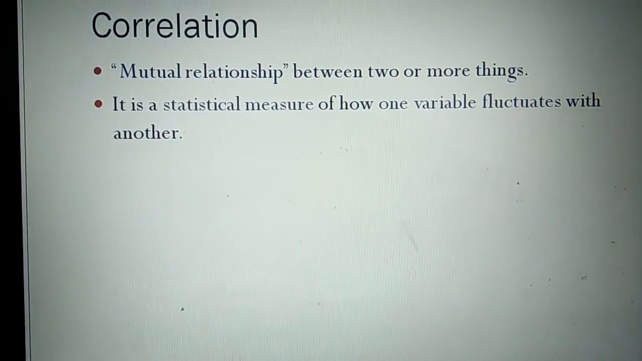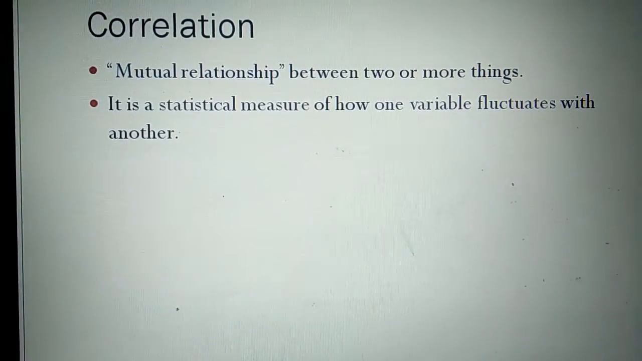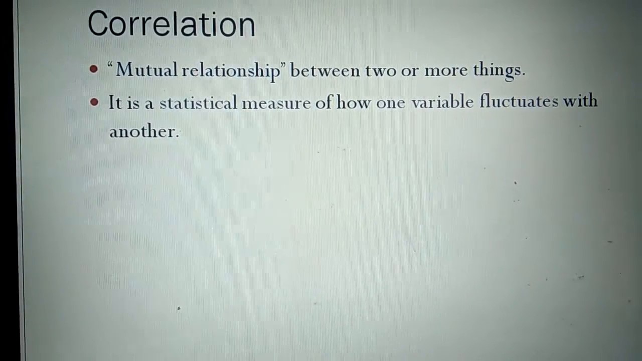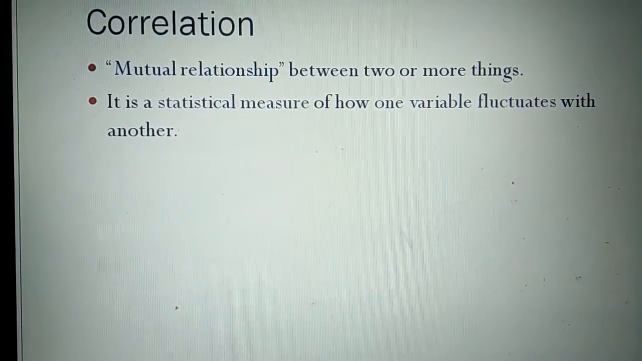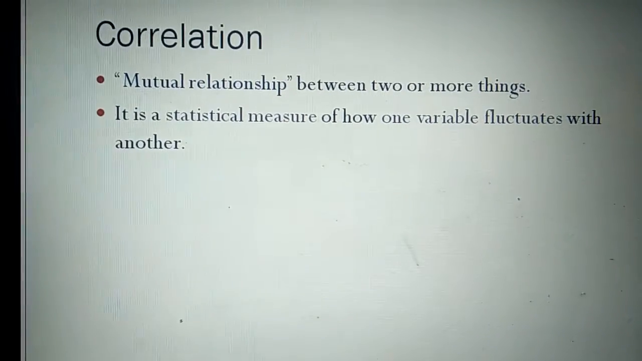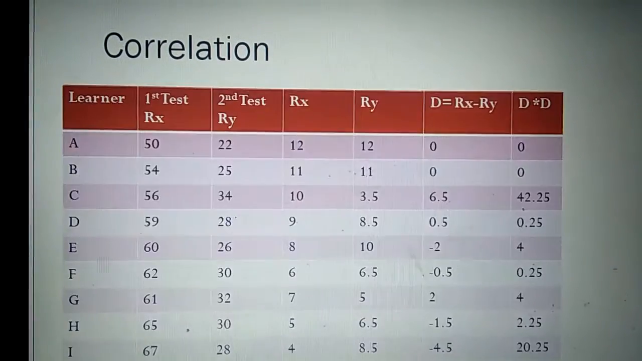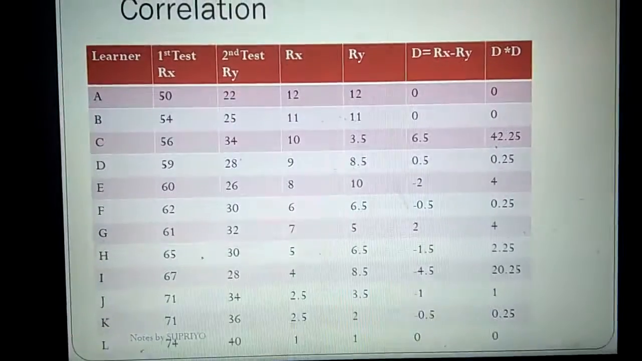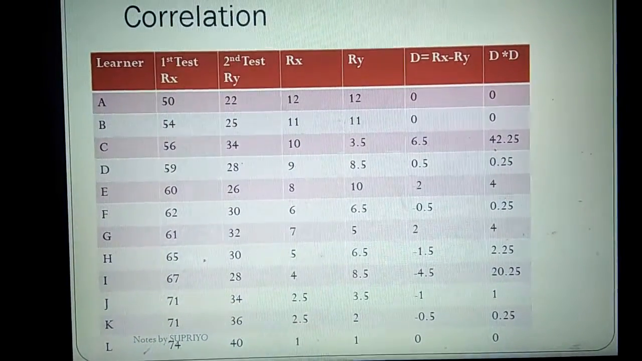Correlation. It is the mutual relationship between two or more things. It is a statistical measure of how one variable fluctuates with another. Now here we do a particular problem of correlation.